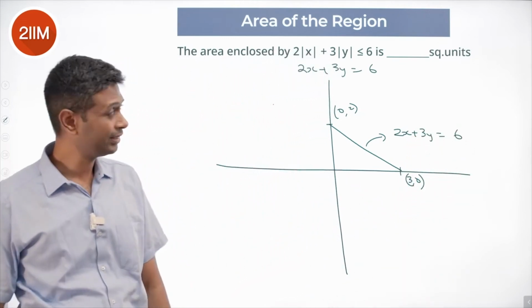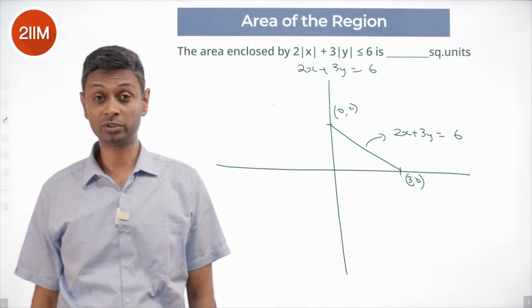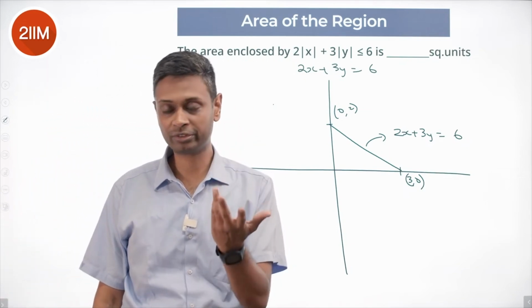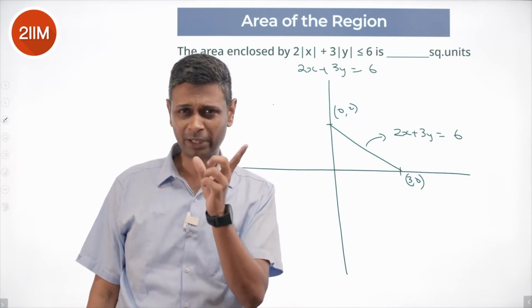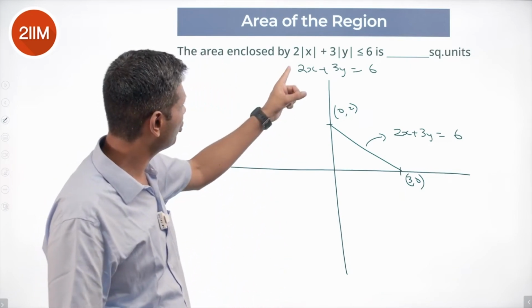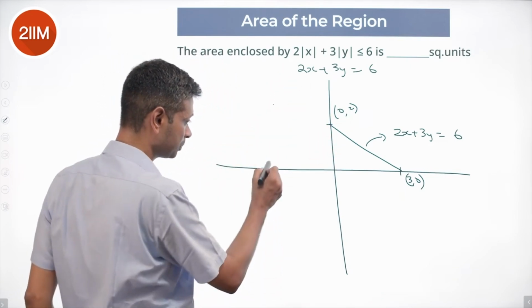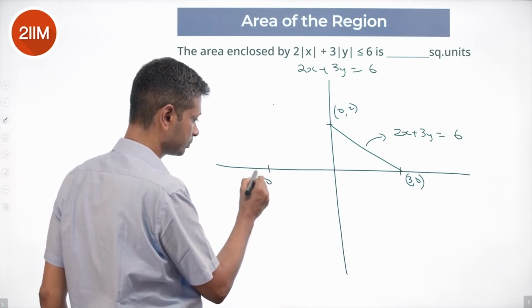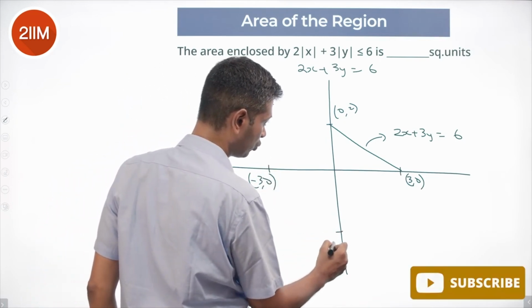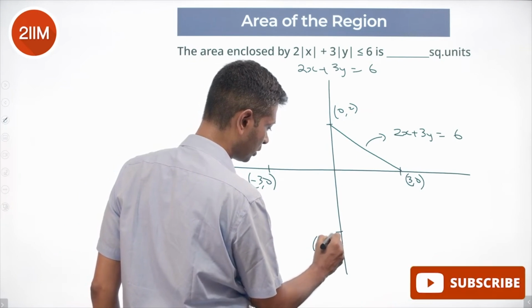Nice. Then I say, hey, nice, but this is 2x plus 3y equal to 6. I'm dealing with modulus. So plus and minus both will work. So if I put x is minus 3 also it should work. If we put 0 comma minus 2 also it should work.